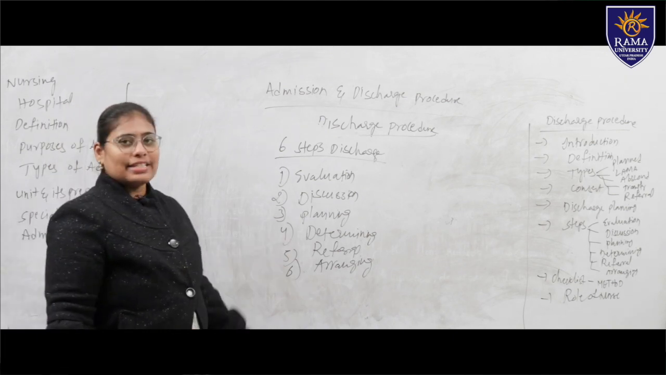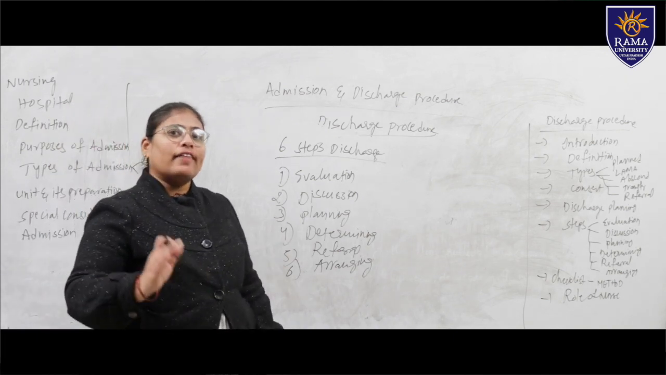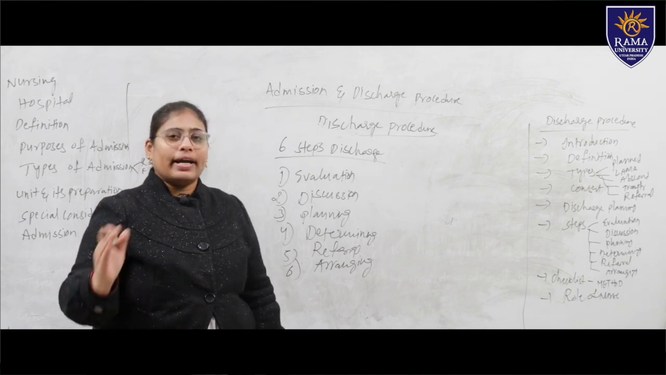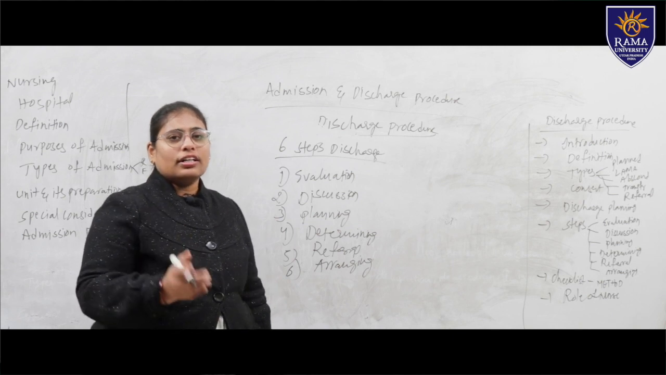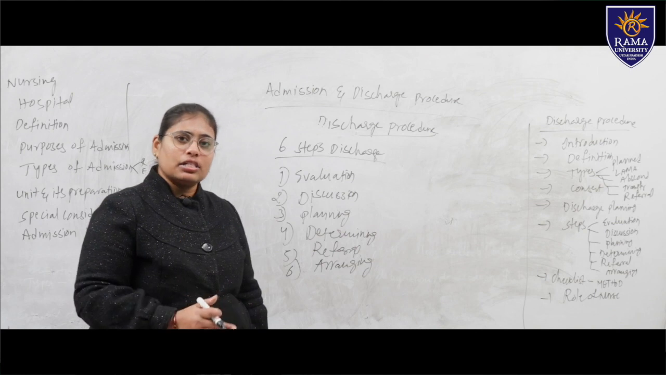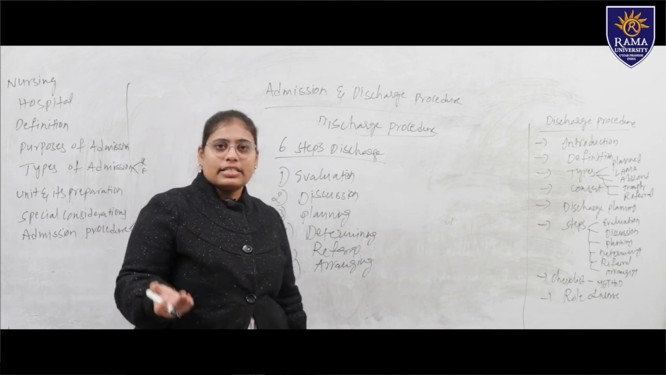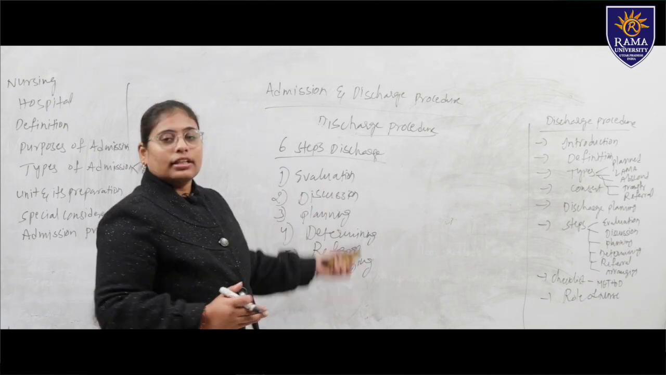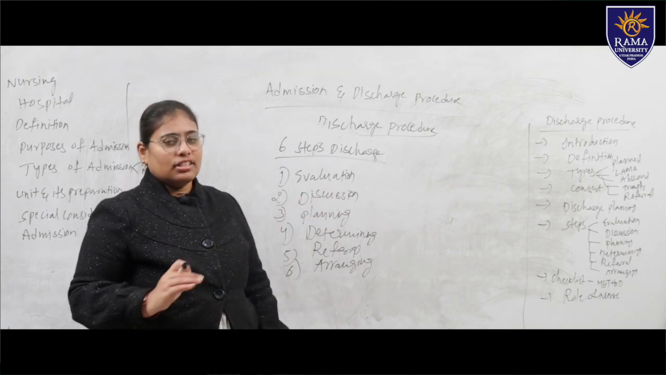So here the first one is evaluation. Proper evaluation of the patient's disease condition must be done by the doctor. When the doctor has evaluated the patient and feels that the patient can manage by himself at home, or the severity of the disease has reduced, then the doctor can write the discharge form.